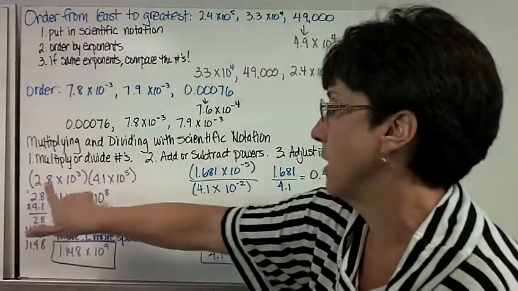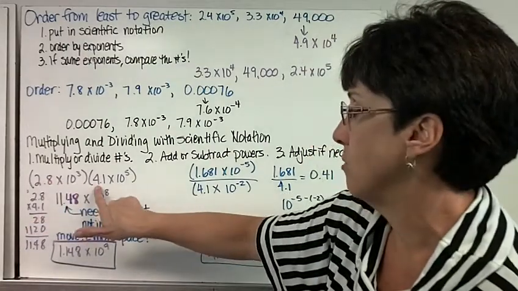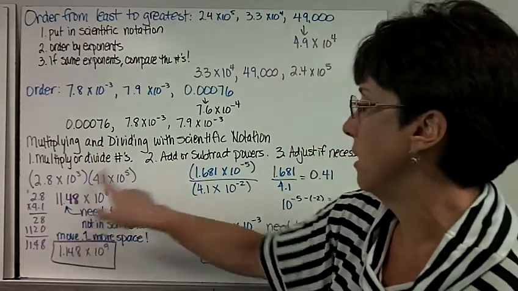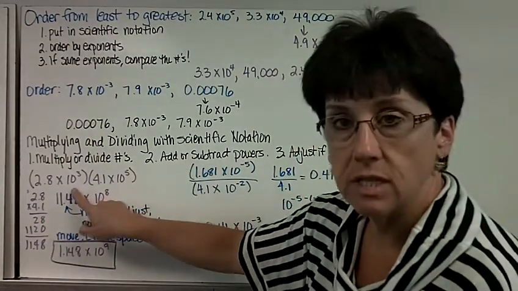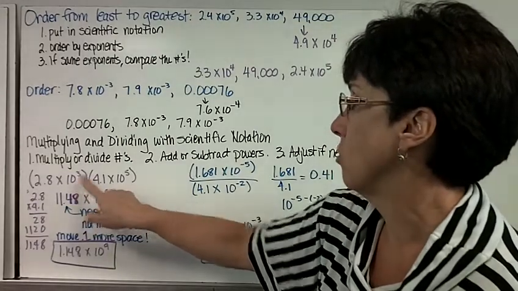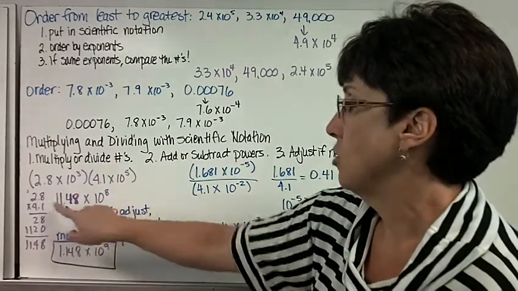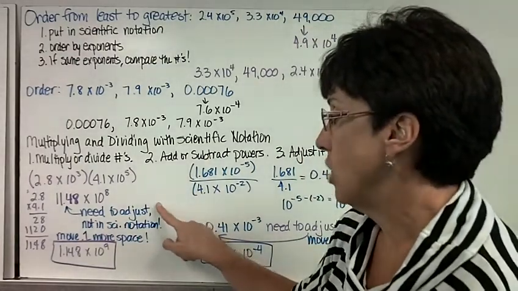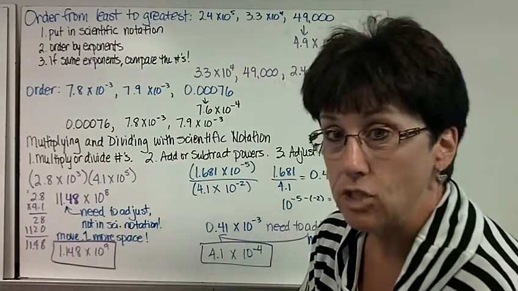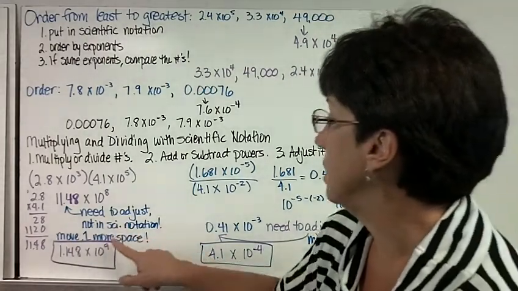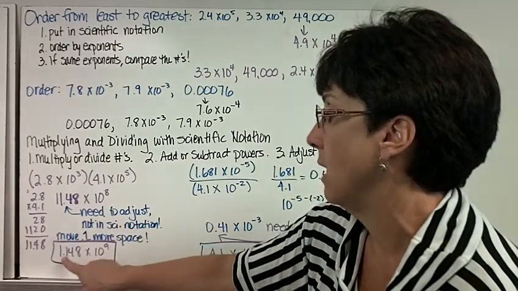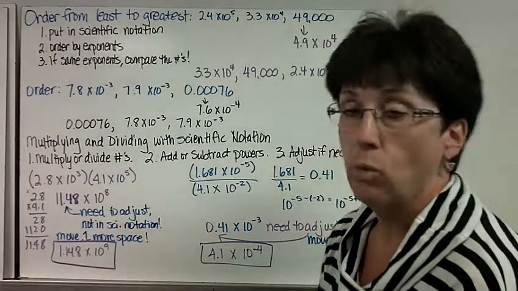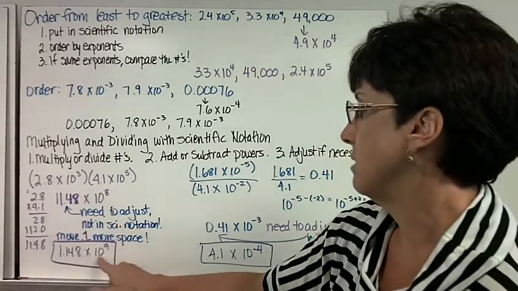First I multiply or divide the numbers. So I'm going to multiply 2.8 times 4.1. Did the math, I got 11.48. So I write 11.48, and then I add or subtract the powers. Since it's multiplication, I add the exponents, so 3 and 5 is 8. So my answer is 11.48 times 10 to the 8th. However, I need to adjust because this is not scientific notation. It can't be any bigger than 9. So I need to move over 1 more space and make it 1.148. And if I move it 1 more space, my exponent needs to increase by 1 also. So 1.148 times 10 to the 9th.